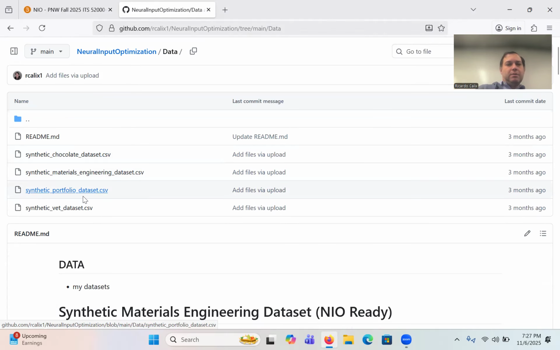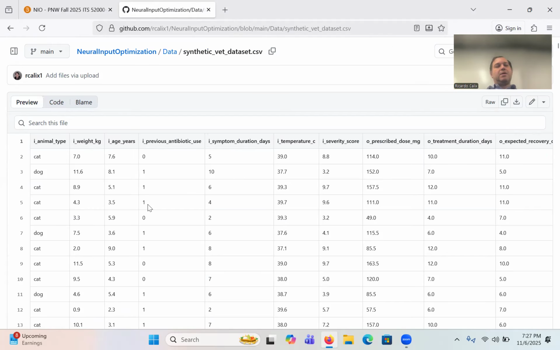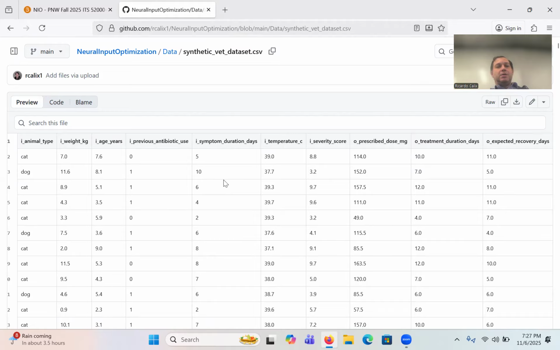And then the last one, vet data set. So veterinary medicine, so animal type, and notice this can also be like cats and dogs, so label type things. Weight of the animal, age, previous antibiotic, symptom duration days, temperature, severity, and then the outputs are the prescribed dosage or dose, treatment duration in days, expected recovery days. So if you wanted to have this and this, what are the inputs that would generate that? Got it? So that's it.